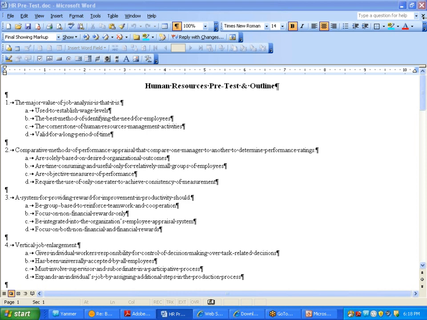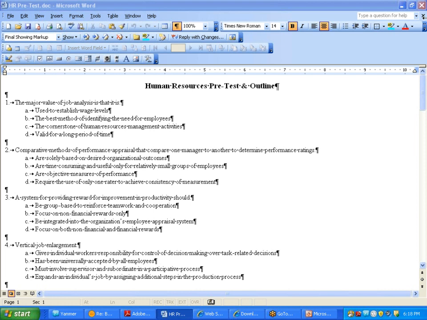Reward for improvement in productivity. Focus on both non-financial and financial rewards. Well, I like C and D, so now it's a matter of which do I like better, C or D. A system for providing reward for improvement in productivity. I don't know. I'm going to guess D. We have a winner. Oh, good, because that was a big guess.